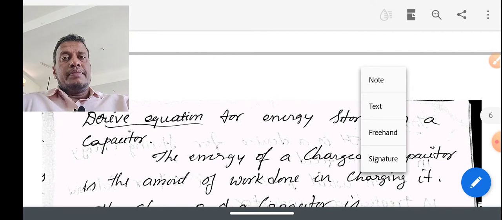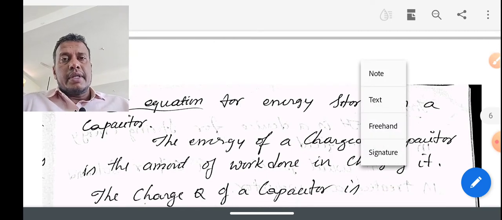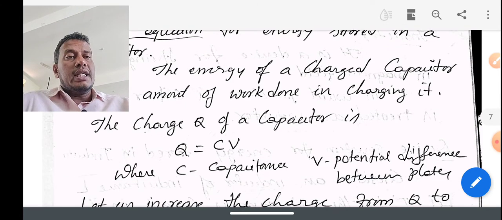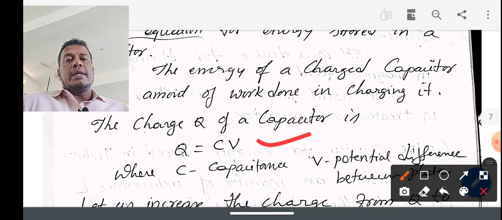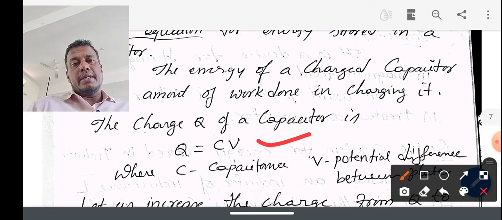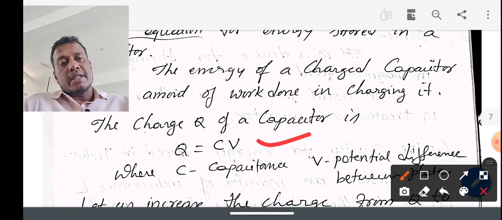As you know, a capacitor accumulates charges, and the charge of the capacitor is given by Q is equal to C V, where C is the capacitance and V is the applied voltage to that capacitor. So, the charge of a capacitor is given by Q is equal to C V.